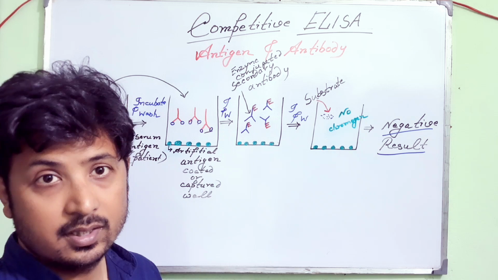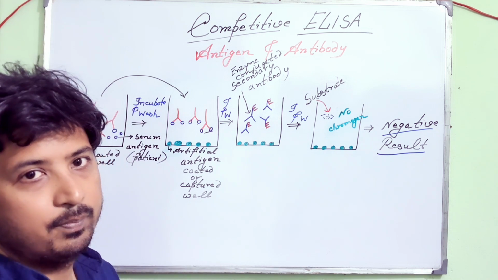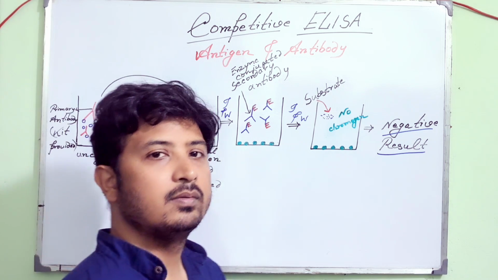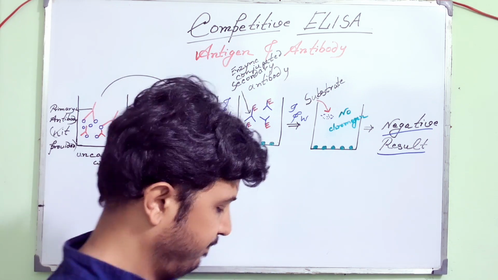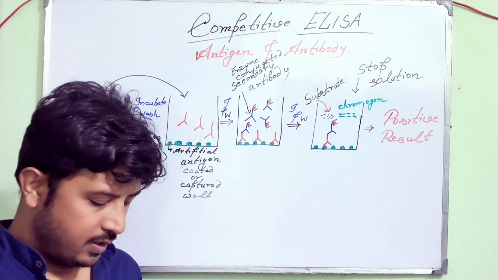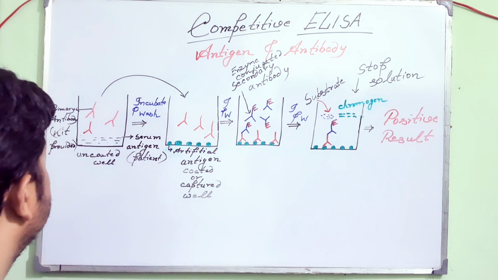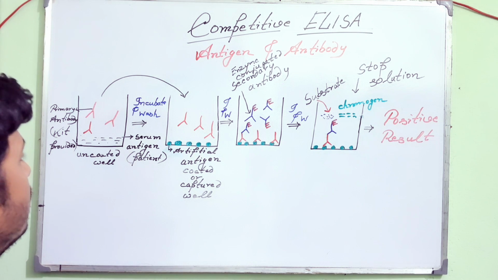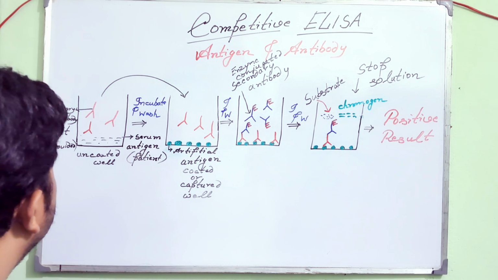Now let's consider the opposite one. The patient is negative for the antigen. Then what will happen? I will draw and explain. Now let's understand the opposite scenario. Here, same coated well, I have given the serum. The serum is negative for the desired antigen or the disease you are searching for.